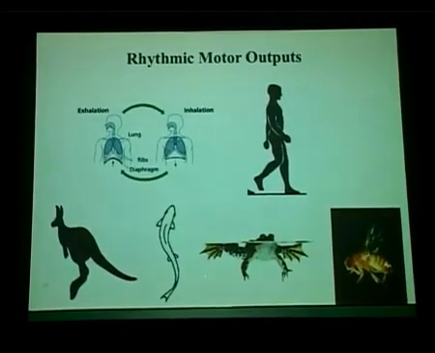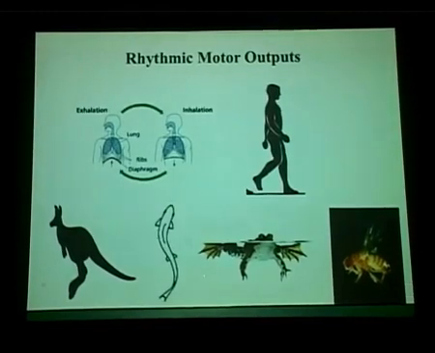So all animals generate rhythmic motor outputs. Some are essential for viability, such as breathing.